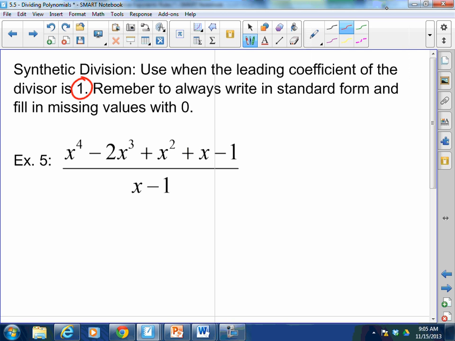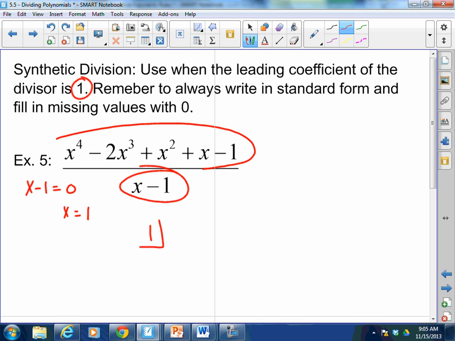So, what do? We're going to learn later on that this is going to become a root, which is a solution. So, what you do is you set the divisor equal to 0. So, x will equal 1 in this case. So, you put a 1 in a little backwards L. And then next to this little 1 with a backwards L, you're going to write all of the coefficients of the numerator, in standard form order. If I'm missing an exponent, I must put a 0.